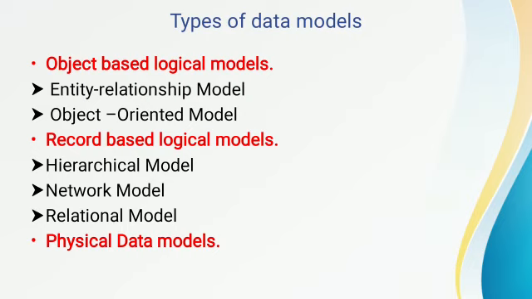These are the different types of data models. There are three types. The first is object based models, the second is record based logical models, and the third is physical data models. Each type can be categorized further. The object based logical models can be categorized into two types: the entity relationship model and the object oriented model. The second type, the record based logical model, has three types of models: the hierarchical model, network model, and relational model. Among all these data models, we mainly focus on the relational model only. Now we will discuss each model in detail.